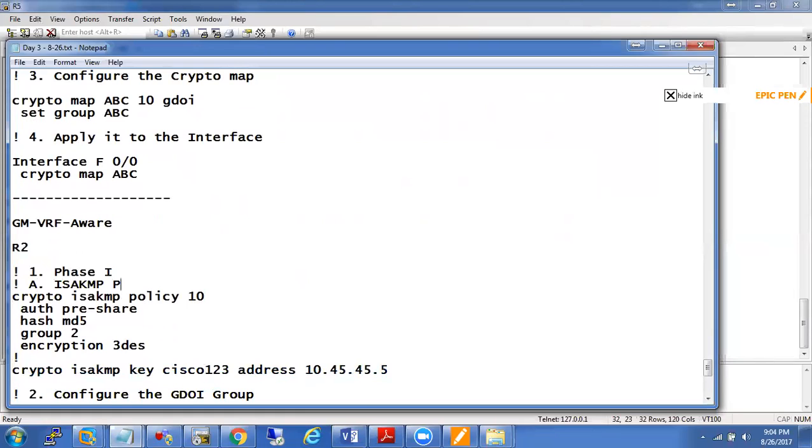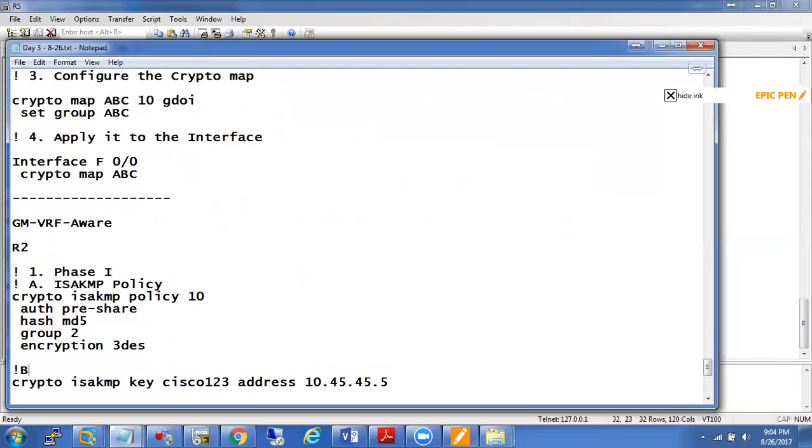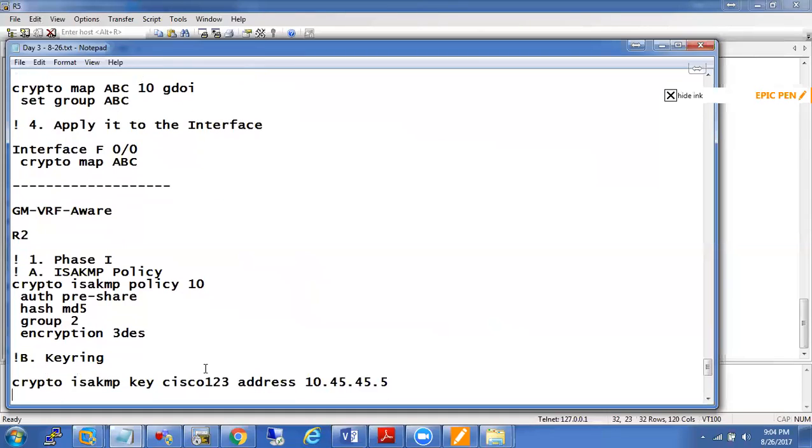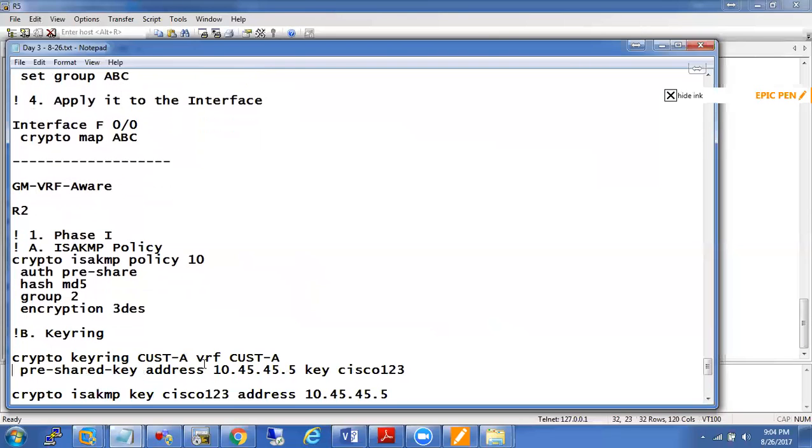ISAKMP policy, done. B is the keyring, because this will not work. So how do I create the keyring? Crypto keyring. Let's call it cust A, VRF, cust A. Pre-shared key address 10.45.45.5, and the key is Cisco123. And then the third thing is the ISAKMP profile.